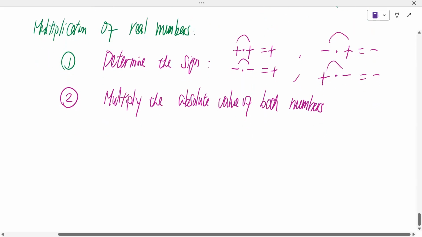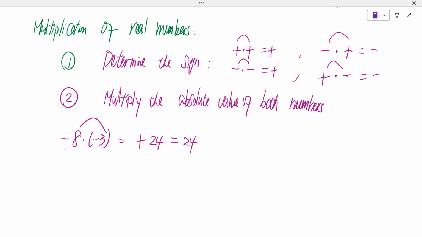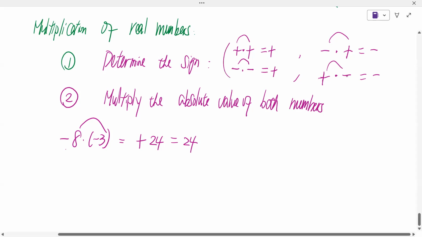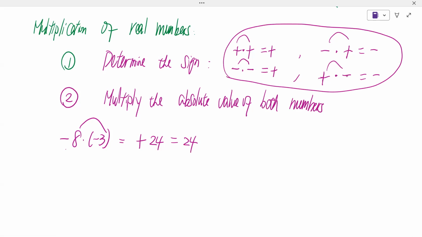A very simple example: minus 8 times minus 3. Two negative signs turn into positive, and then you multiply 3 and 8, that's 24. So the answer is 24. A lot of students have issues with sign operations when multiplying or dividing signed numbers. So this is the most important thing: determine the sign first and then multiply the numbers afterwards.